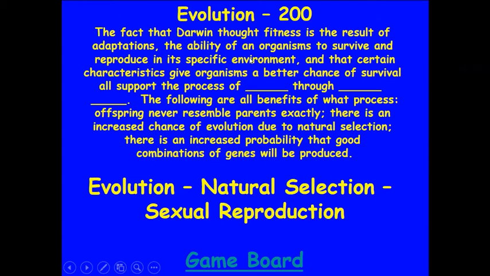Okay, so those are all things that are happening through, well, let's complete the sentence. Better chance of survival all support the process of evolution through the mechanism, or the tool, natural selection. And sexually reproducing organisms never resemble the parents exactly. There's an increased chance of evolution through natural selection because you get an increased chance of variation. And there's also increased probability that good combinations of genes will be produced that would lead to survival, reproduction, and passing on those genes to your offspring, which over time would be evolution.